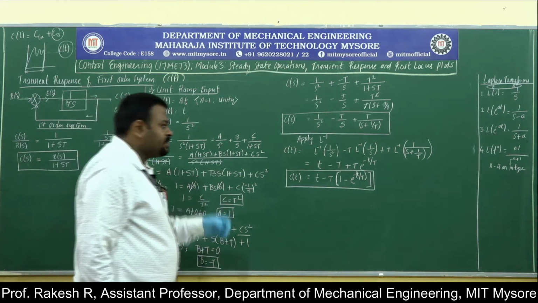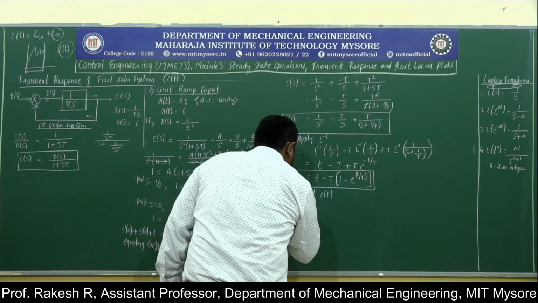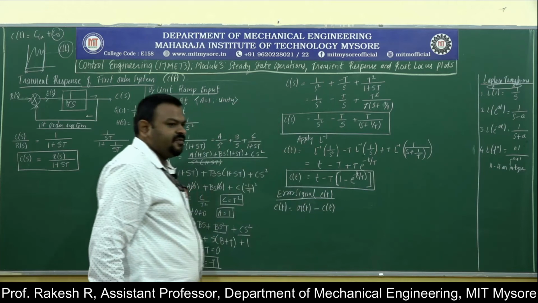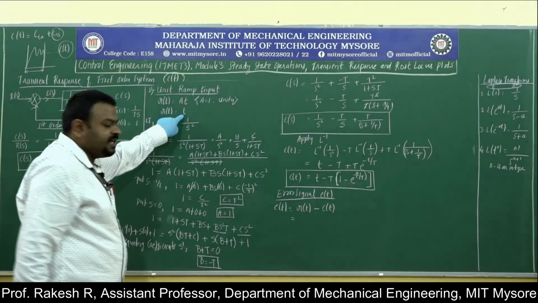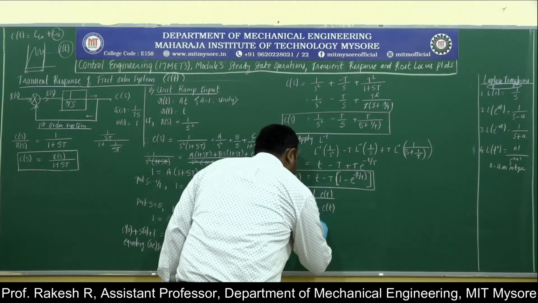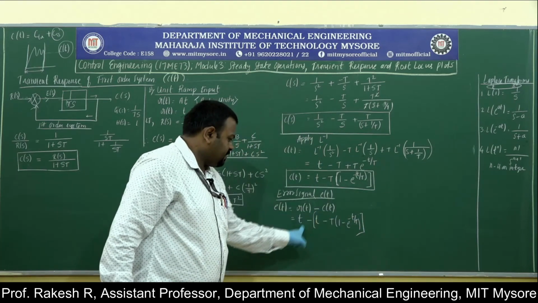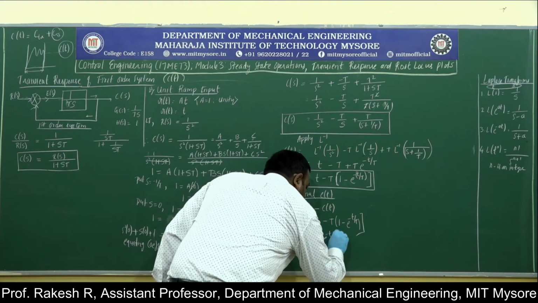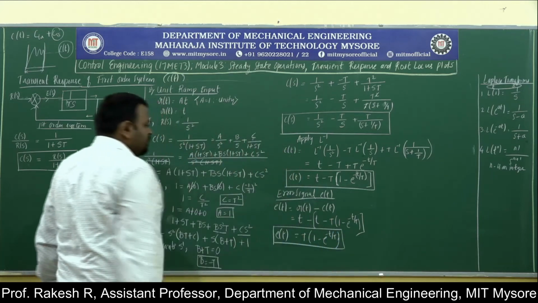Let us see what is the error signal. E of t is given by R of t minus C of t. Why minus C of t is because it is a unity feedback system. What is R of t? R of t is t for unit ramp input. It is t minus this term: minus of t minus T into 1 minus e to the power of minus t by capital T. If I multiply, this t will get cancelled, minus into minus will be plus, and it is T into 1 minus e to the power of minus t by capital T. This is the error signal.